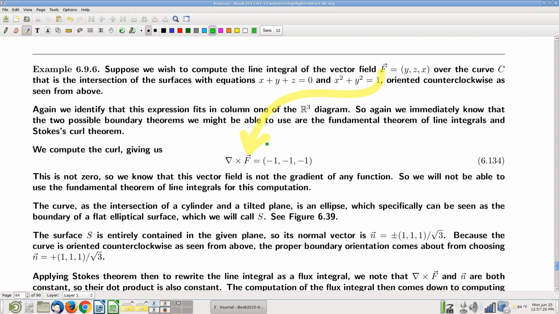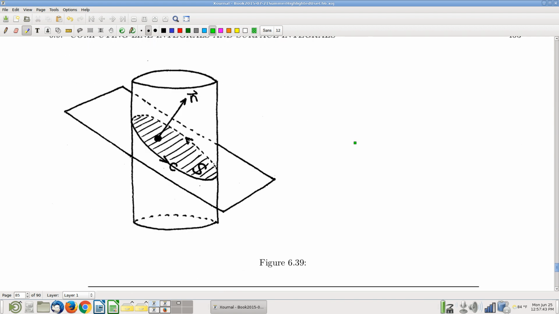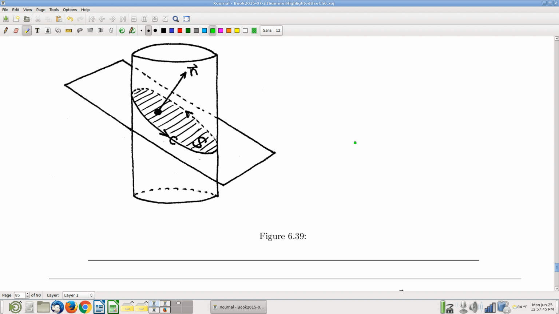Okay. So can we use Stokes' curl theorem? Well, I've got to look at my curve. Now, the curve is the intersection of that plane and that cylinder. And we did one like this a little while ago. So let me just skip to the picture. This is what we're talking about. Intersection of a cylinder and a plane. You see we're going to have a curve. And yes, that curve is the boundary of a surface.